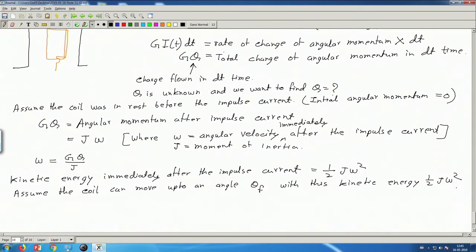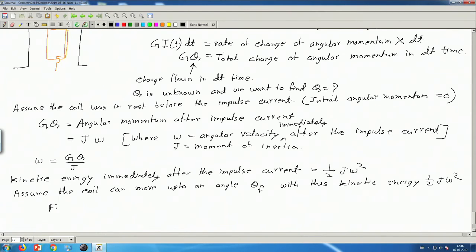Okay. So, as the coil is moving, as the theta is increasing, this kinetic energy will be used, and that will get converted into the potential energy of the spring, and the potential energy of the spring is given as half k theta square. So, at its final position, when the pointer stops, the kinetic energy will become 0, and the potential energy will become the same as the initial kinetic energy, because the entire kinetic energy will be converted into potential energy.